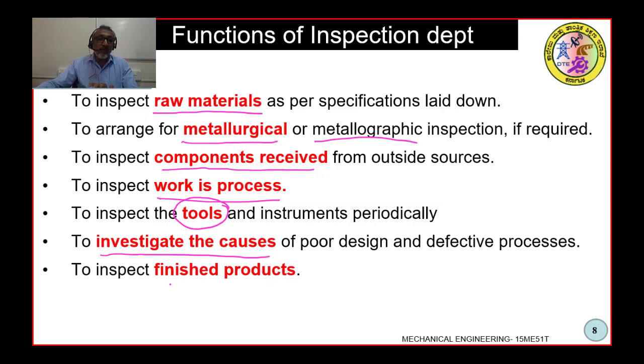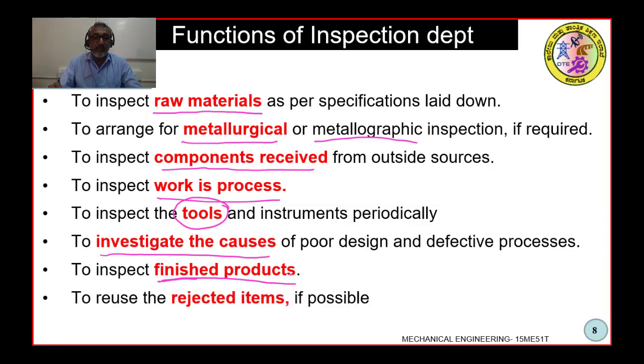The inspection department also has to inspect the finished products. That means during manufacture also we have to inspect, and the final finished product is also to be inspected before releasing it into the market. And in inspection, some of the items may be rejected. Now, what to do with the rejected items? The rehabilitation of the rejected items is also the work of the inspection department.